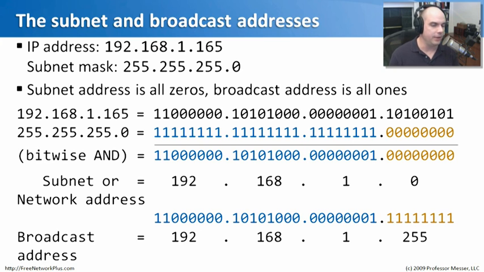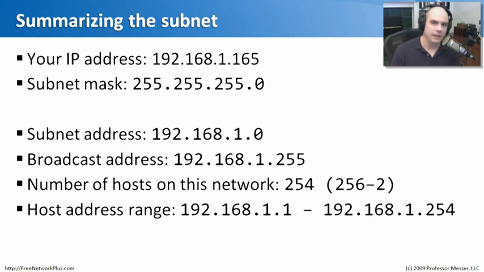And there we go. On the network we happen to be on with our computer right now, our subnet address is 192.168.1.0, and our broadcast address is 192.168.1.255. It's just that easy to calculate, using the subnet mask, our subnet address and our broadcast address. If we summarize, there's our IP address and subnet mask, our subnet address and broadcast address. Based on the number of bits available to us, those 8 bits, we have 254 possible hosts on this network. That should be pretty easy to calculate. It's the numbers between our subnet address and our broadcast address.